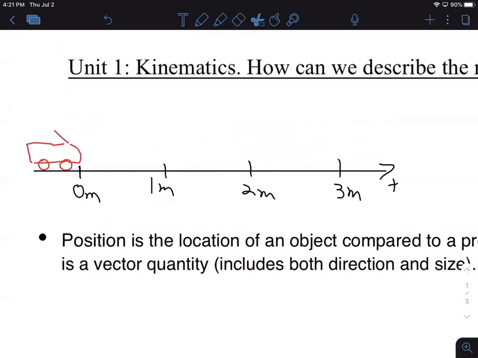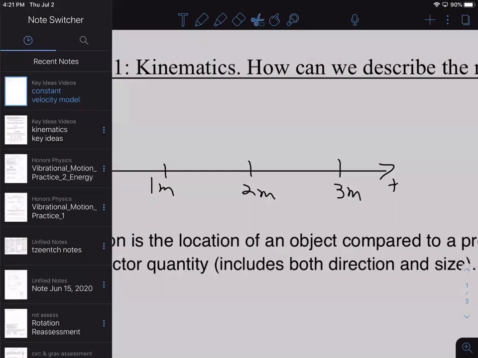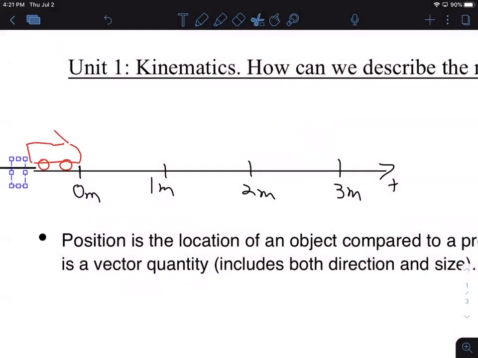Now, if the buggy went in reverse, maybe I would continue this line over here. Maybe it starts moving in the negative direction, but we'll worry about that at a later time. All right, so that's its position, where it is located relative to this origin.